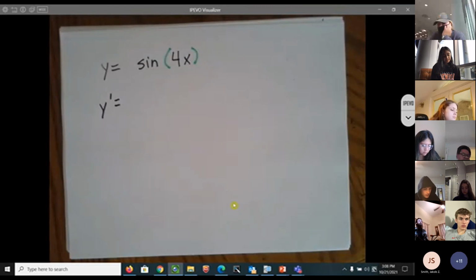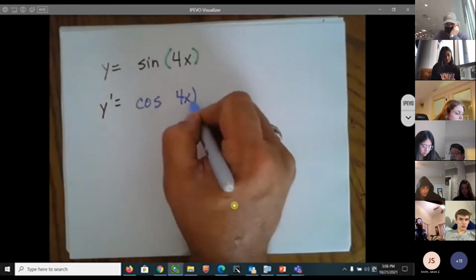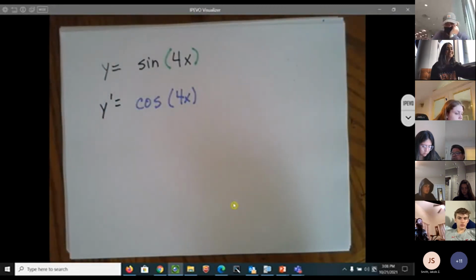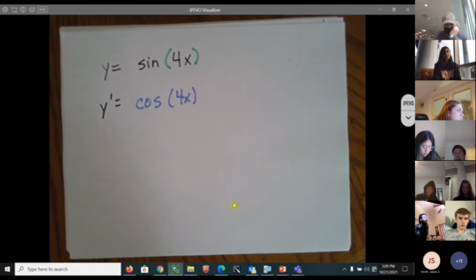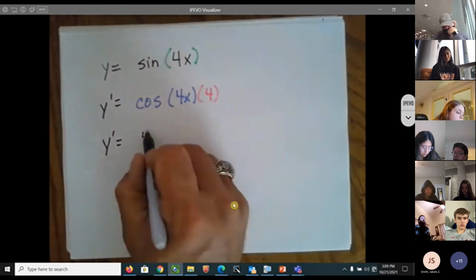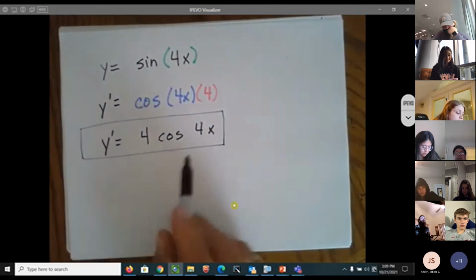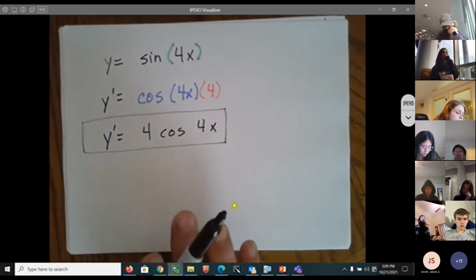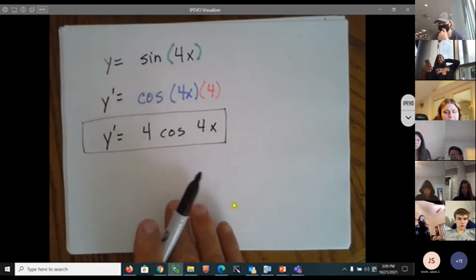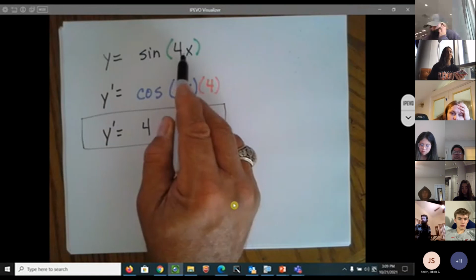So your answer here would be y prime. The derivative of the sine is the cosine of 4x, and you bring that down. And then what's the derivative of 4x? Four. So your final answer, even if y'all aren't doing trig, is 4 cosine 4x. Now I'm showing you this because it doesn't matter whether you're in calculus-based trig, whether you're in 140 or 130. You always pay attention to something that has parentheses around it, always.